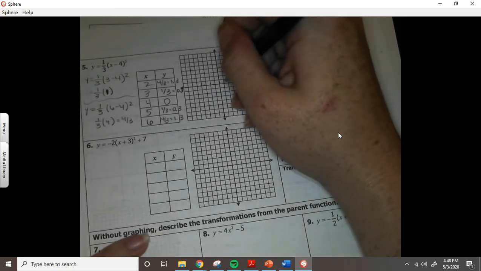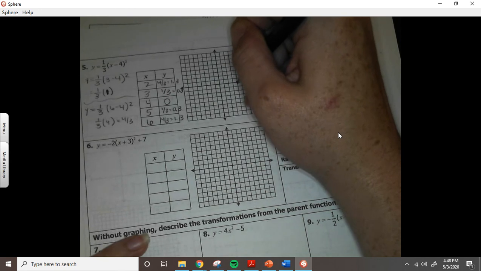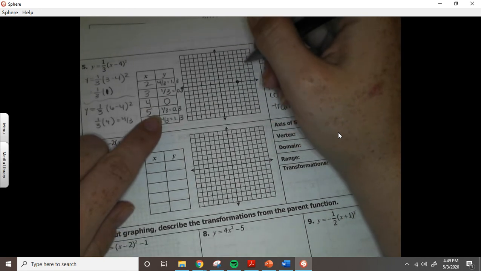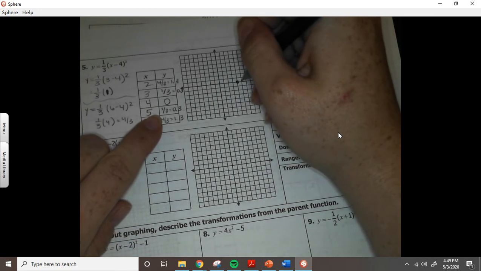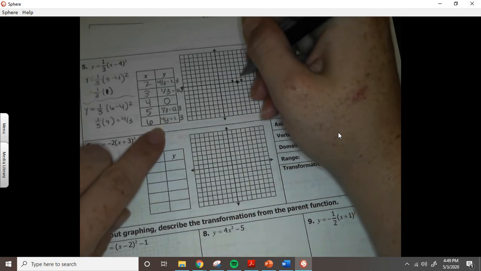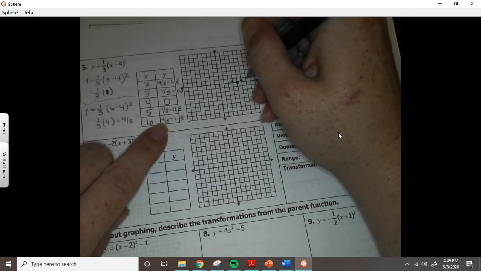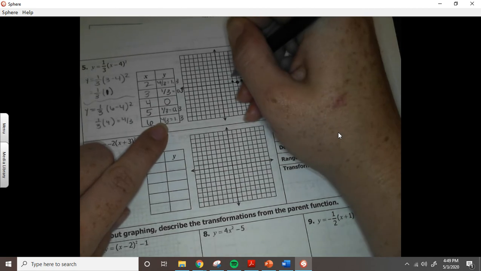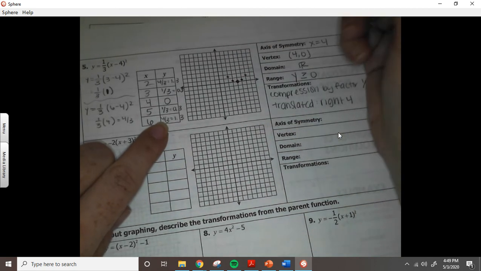All right, yes. So 4, 0, 1, 2, 3, 4, 0. And then we've got 5 and 1/3. Oh my God, kill me. And then we've got 6 and 1/3. And that's the best it's going to get at this point.